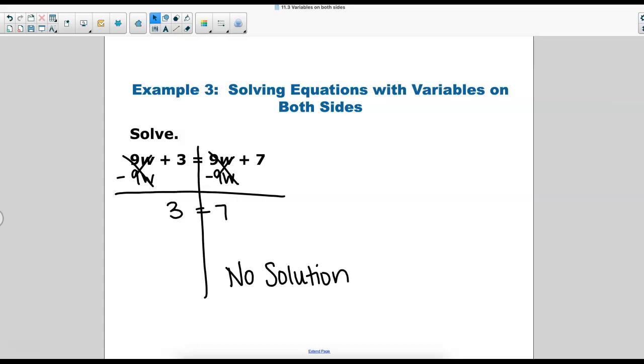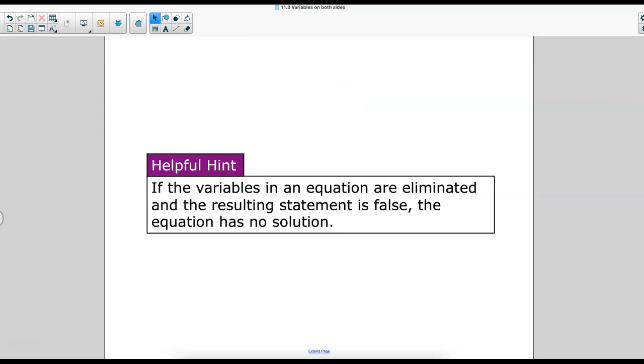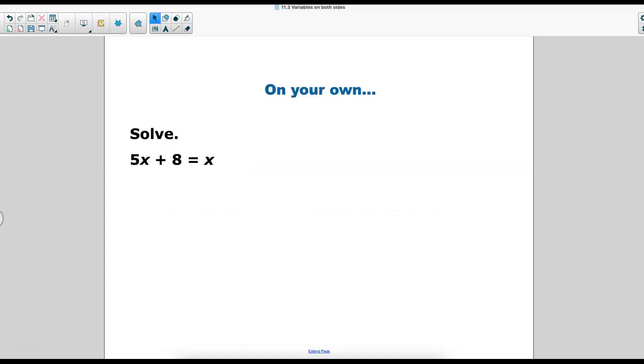Okay, so when you look at the next slide, it says, if the variables of an equation are eliminated and the resulting statement is false, the equation has no solution. Okay? So I want you to flip the page and try the next 3 problems.